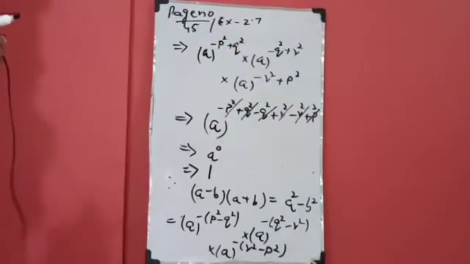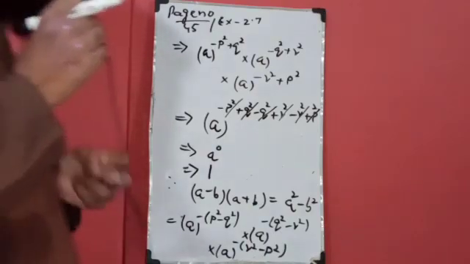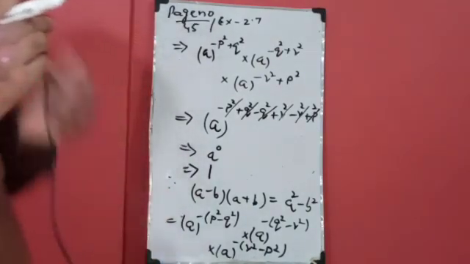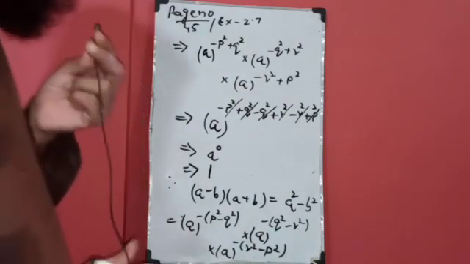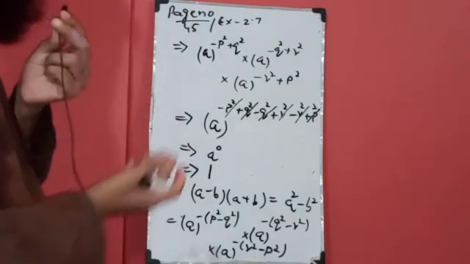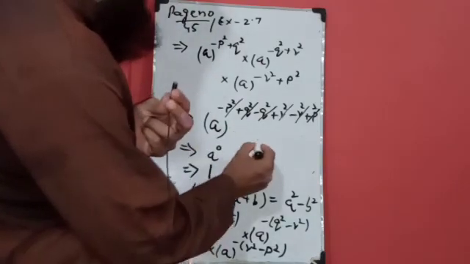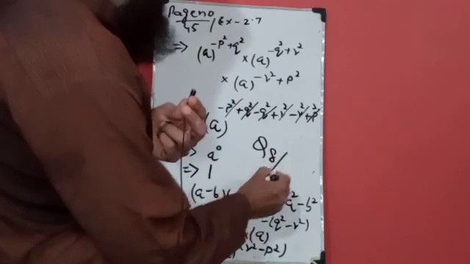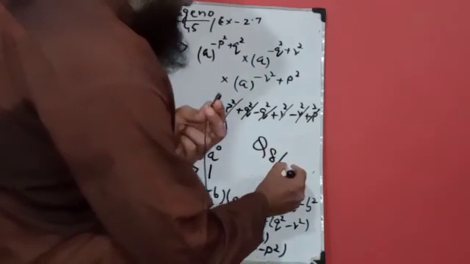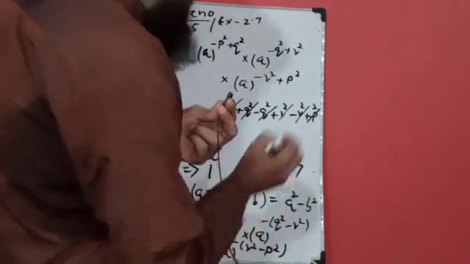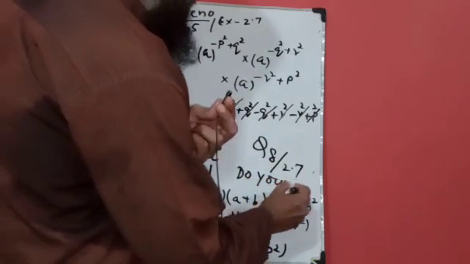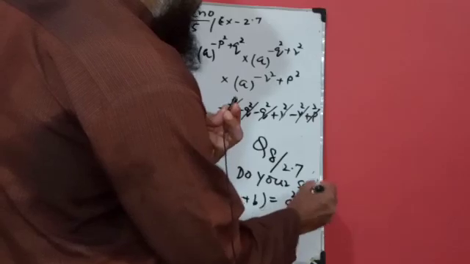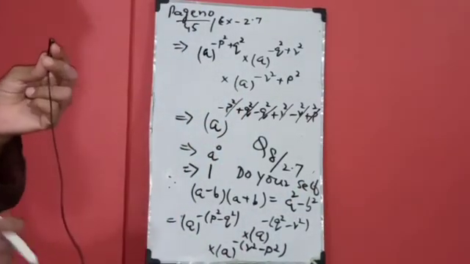Now question number 8, do it yourself. This is your homework or home assignment. I will check it tomorrow, how you can solve question number 8 of exercise 2.7. Do it yourself. Try to do it.